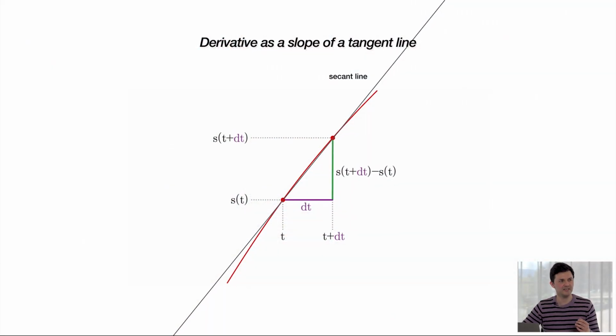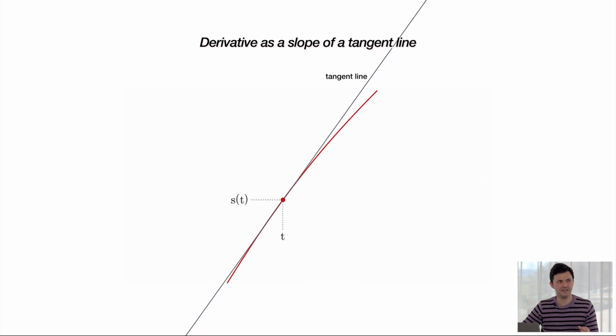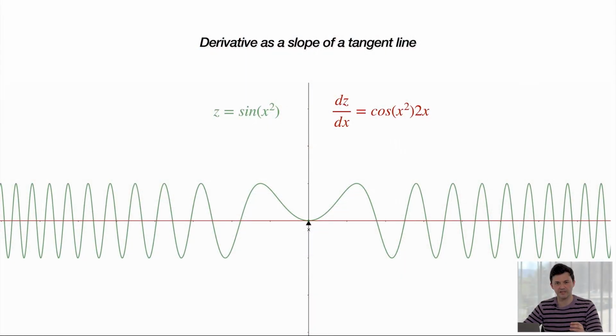So what happens in this case is that as dx approaches 0, the secant line connecting 2 points approaches the tangent line at a single point x. This property of derivatives is very useful to find the minima or maxima of any function. So let's look at one more example. What is the relation of the original function z equals sine of x squared and its derivative?